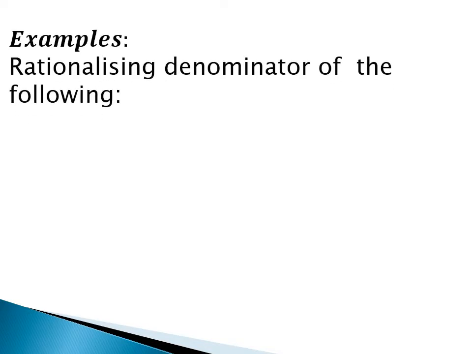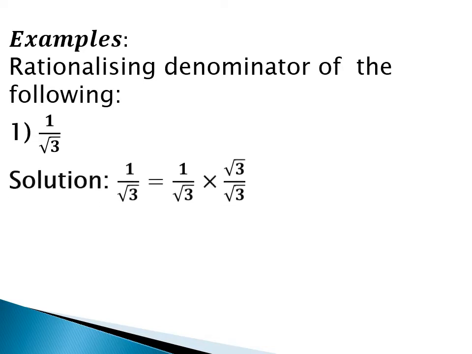Rationalize the denominator of the following: 1 by root 3. I'll explain now. What is the denominator term? It is root 3. It is an irrational number, you know that. Now we should convert this denominator, that is root 3, into a rational number. How can we do this? These are the steps. 1 by root 3 is to be multiplied and divided by root 3.